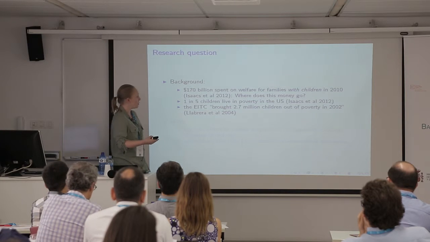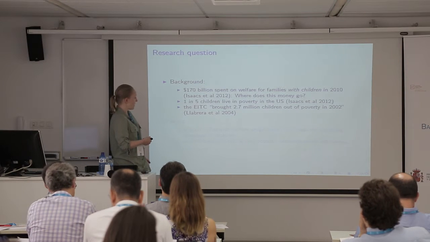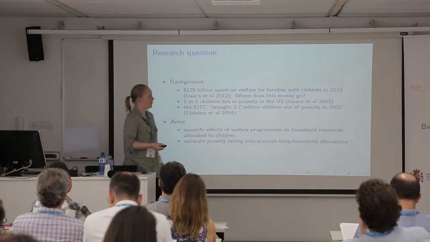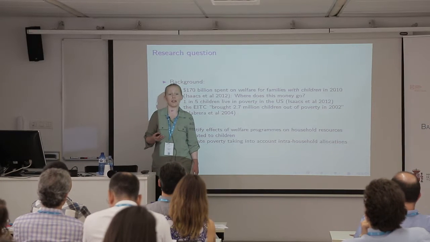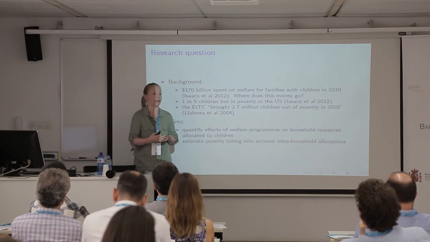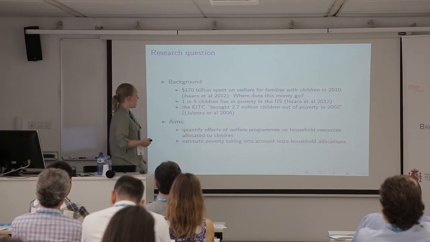When people talk about the welfare system, they often mention things like, for example, the EITC brought 2.7 million children out of poverty in 2002. But these comments are all based on income at the household level and don't take into account the allocation of resources within the household.